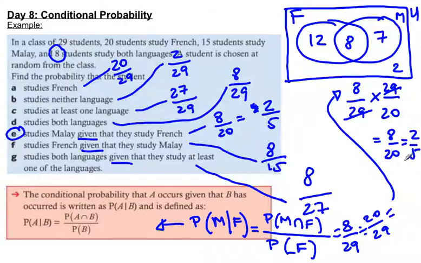Now you will notice that the 29 was cancelled, and that will happen every time, so you can just use the numbers in those two sets. So the number in here, which was 8, divided by the number in here, which was 20. But like I say, you always have the choice of using the logic or using the rule. That is the end of this podcast.